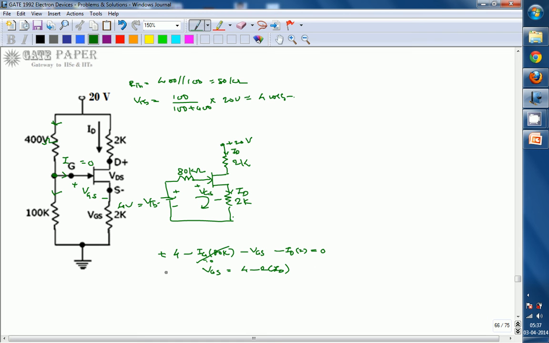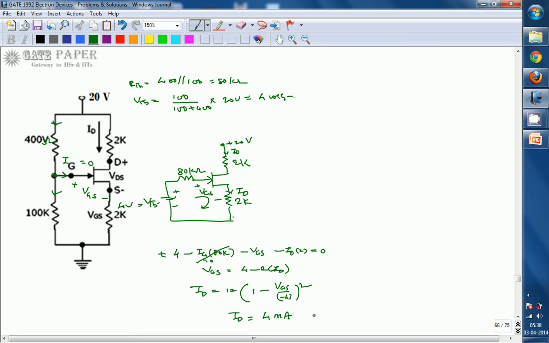Substitute this in ID equal to 12 times 1 minus VGS divided by minus 4, whole square. Then you will get only one equation with one unknown parameter. If you calculate this value, it is around 4 milliamperes. The ID value you will get is 4 milliamperes. So this is the first part.